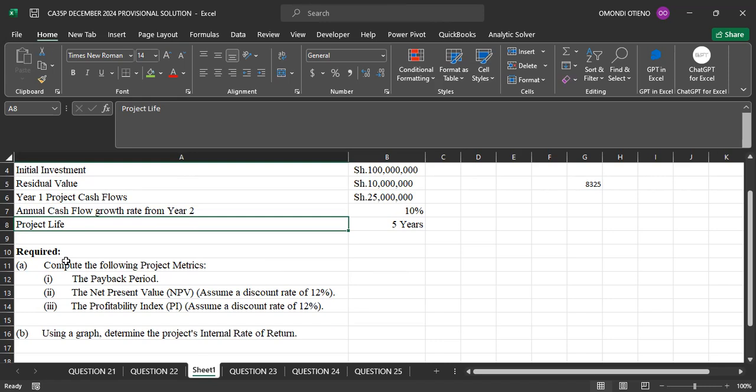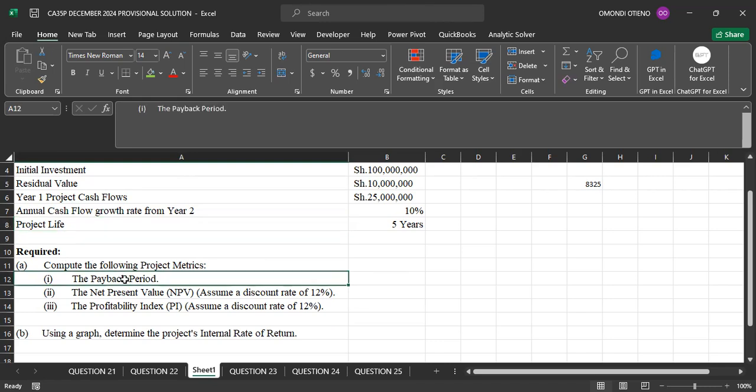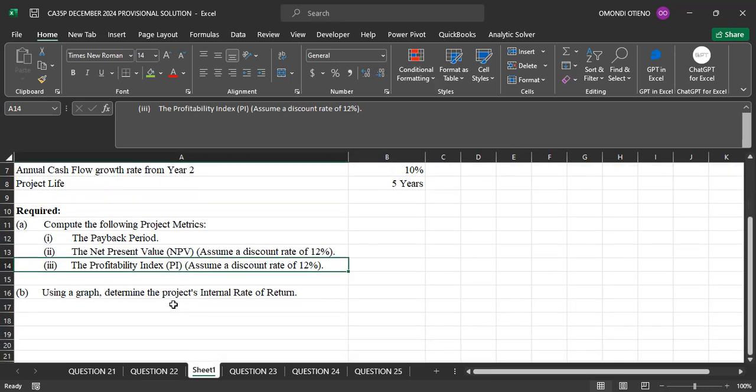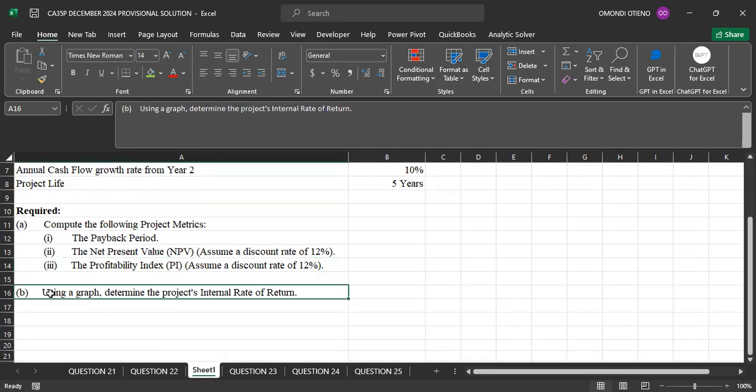One, you are required to compute the following project metrics: the payback period, the net present value, assume a discount rate of 12%, and the profitability index, assuming a discount rate of 12%. Then part B, using a graph, determine the project's internal rate of return.